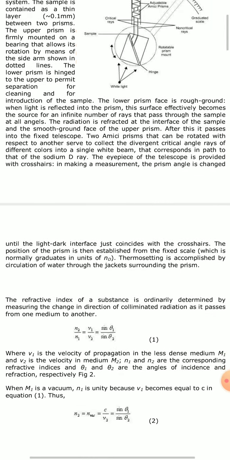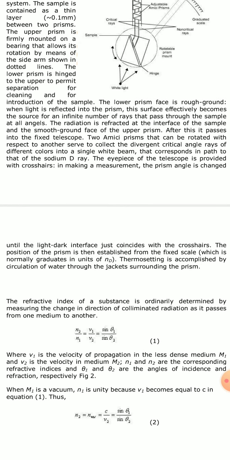Next, the angle is changed until the light-dark interface just coincides with the crosshairs. The position of the prism is then established from the fixed scale, which is normally graduated in units of n subscript D, and thermostatting is accomplished by circulation of water through the jackets surrounding the prism. The refractive index of a substance is ordinarily determined by measuring the change in direction of collimated radiation as it passes from one medium to another.